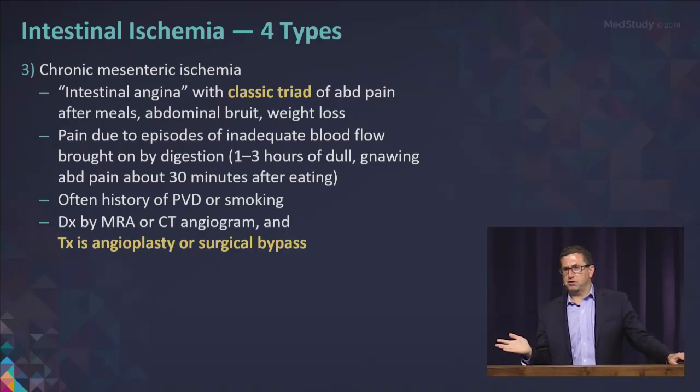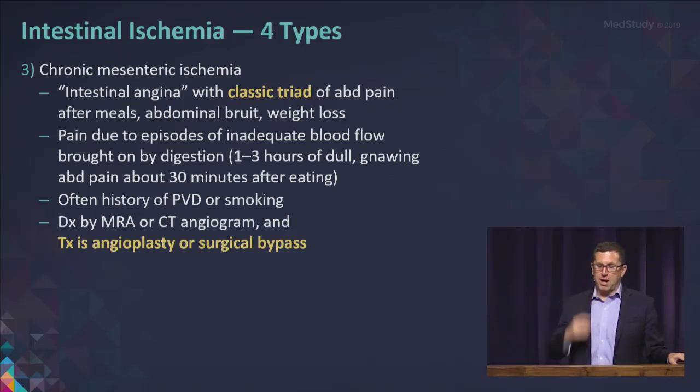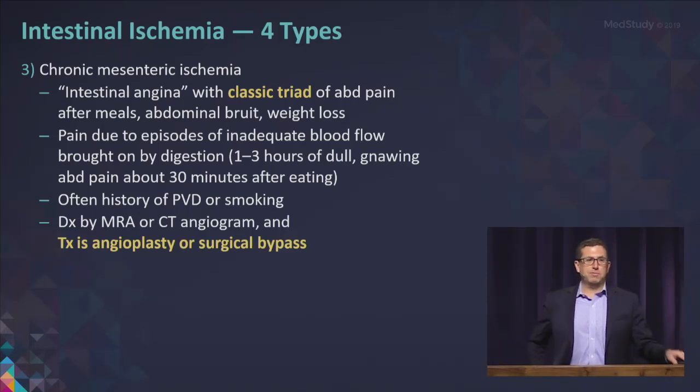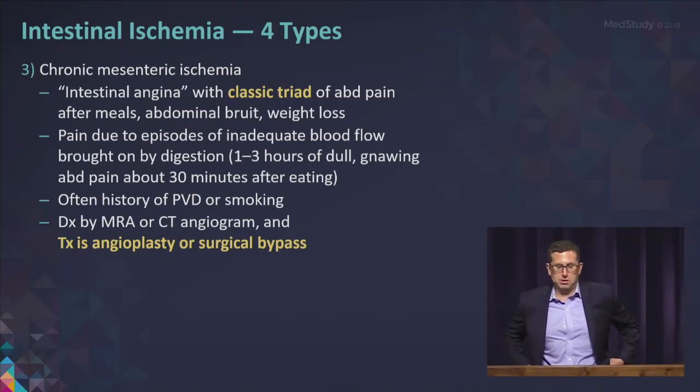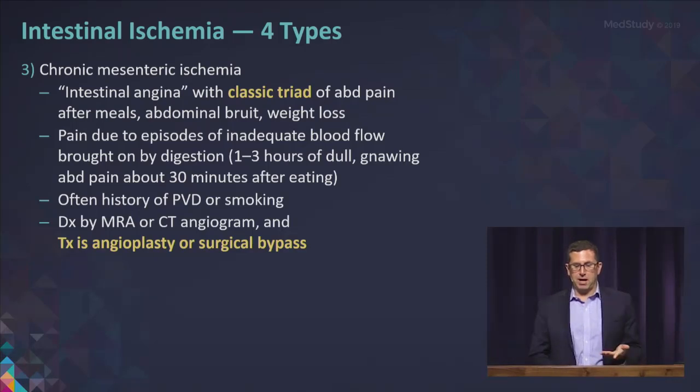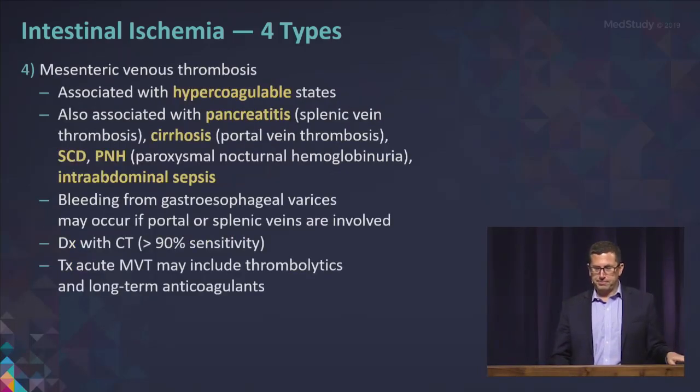These people often have risk factors for cardiac disease, they're vasculopaths, with a smoking history. And generally, you're going to diagnose with an MRI or a CT angiogram. You have time in this case because it's not an acute mesenteric ischemia, right? The symptoms have gone on for months to years. So you can usually do MRA, CT angiogram, or you may need a surgical bypass.